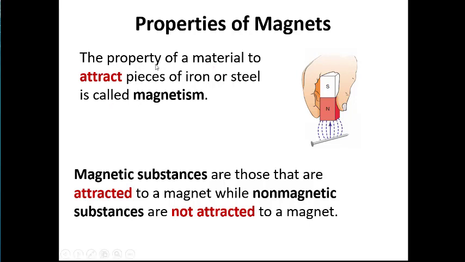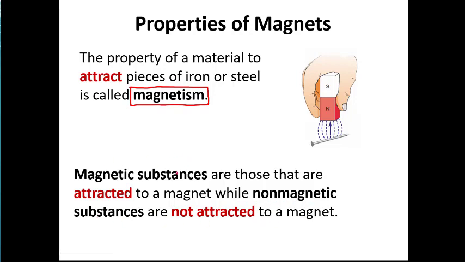So the property of a material to attract pieces of iron or steel is called magnetism. So when we're talking about what is magnetism, what we're talking about is, can the material be attracted to iron or steel? Magnetic substances are those that are attracted to a magnet, while non-magnetic substances are not attracted to a magnet.